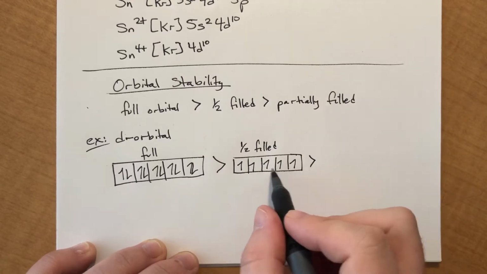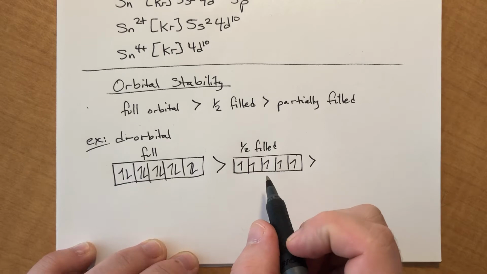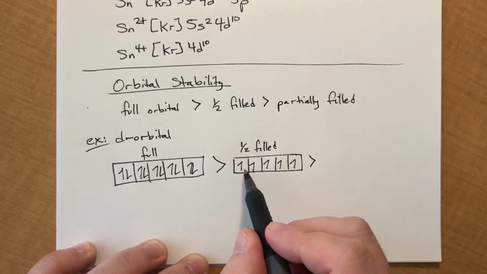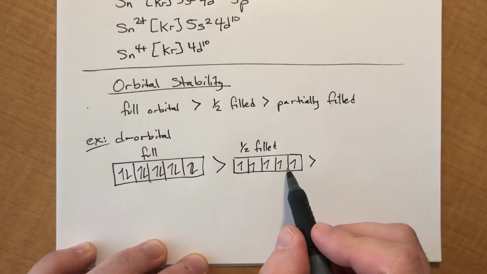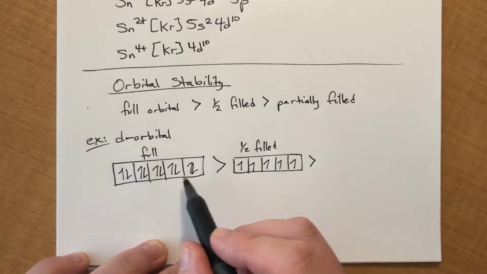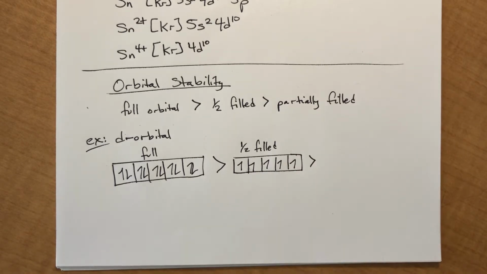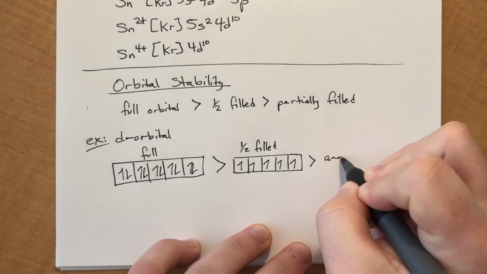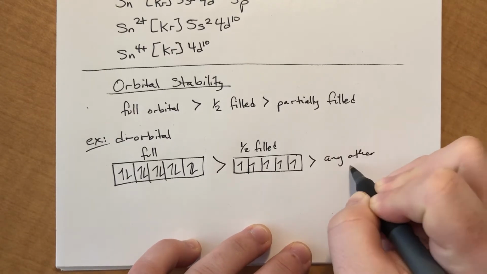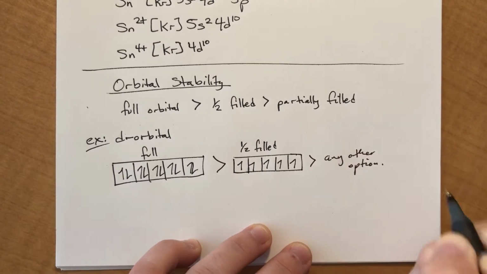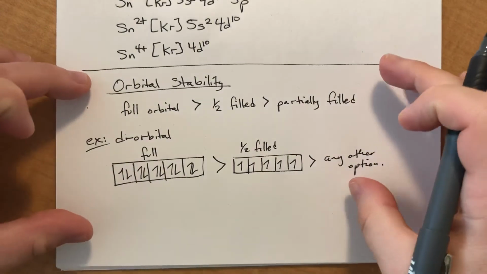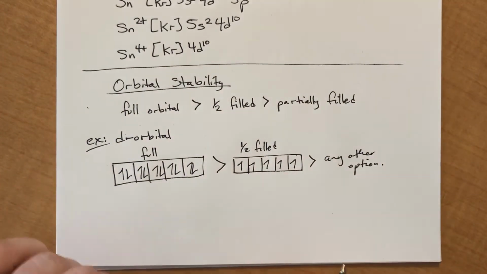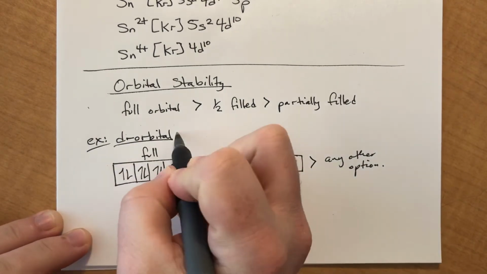If any of these have 2 or have 0, if it's not full or half filled, you're pretty much messed up. So, any other option. Okay, not a hugely complicated thing. It does affect p orbitals and f orbitals and s orbitals also, but d orbitals are the main thing we usually pay attention to here.